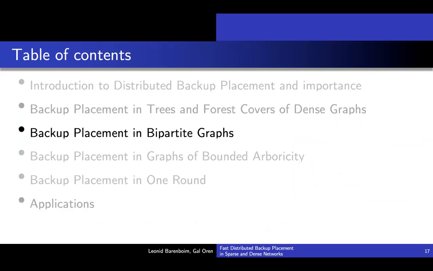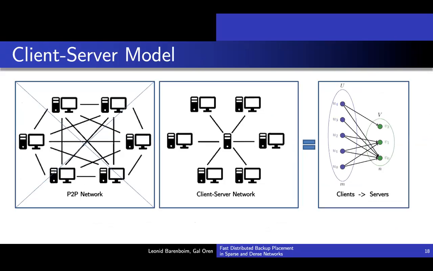Now, after dealing with dense graphs, we move on to devise a backup placement algorithm for bipartite graphs. Bipartite graphs are motivated by client-server systems, in which each client may connect to a bounded number of servers, but each server has an unrestricted number of clients. In the right diagram, U is the set of clients and V is the set of servers. As you can see, the clients group can connect to several servers, while servers must allow connection from many clients.